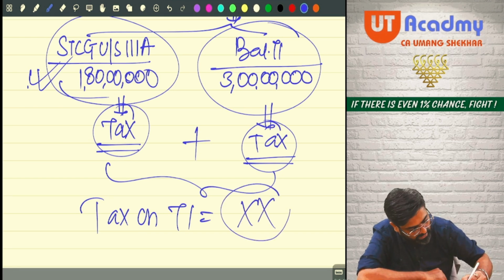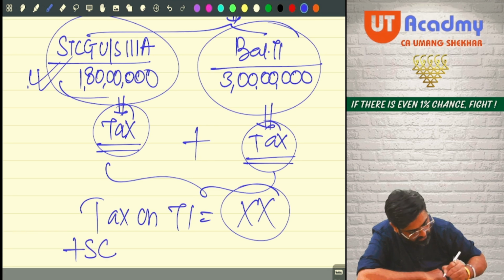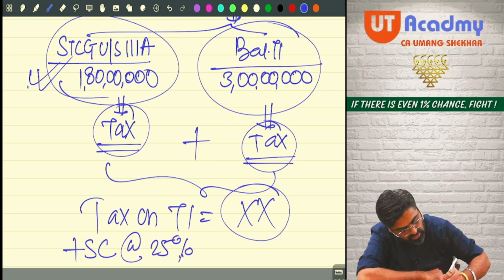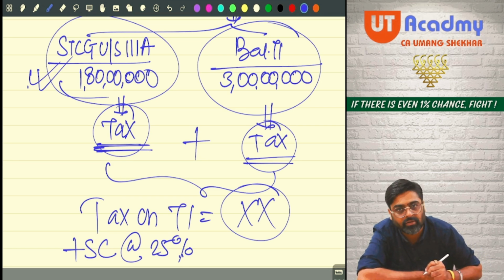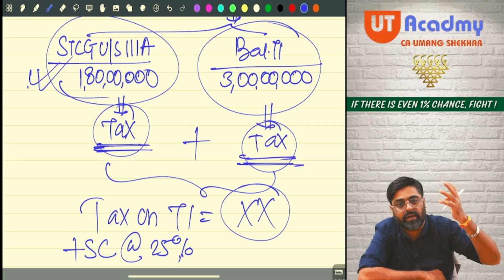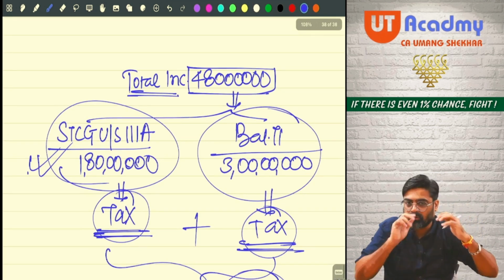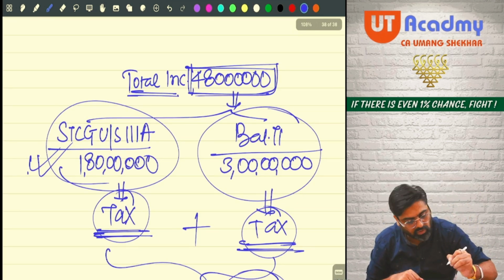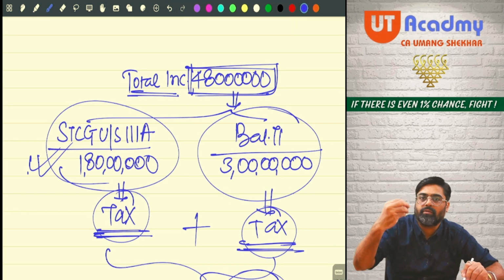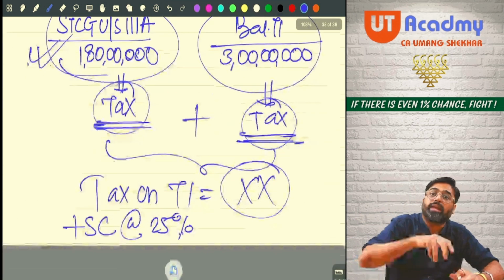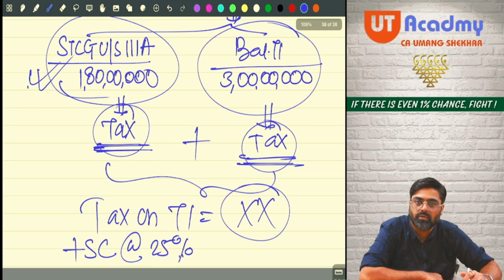Now on this tax, if you apply surcharge at the rate of 25%, meaning that you have applied 25% on this income also and on this income also, your answer will be wrong. Sir, why are you applying 25%? Because my total income is more than 2 crores. So whatever tax I will pay, I will have to pay 25% surcharge also.